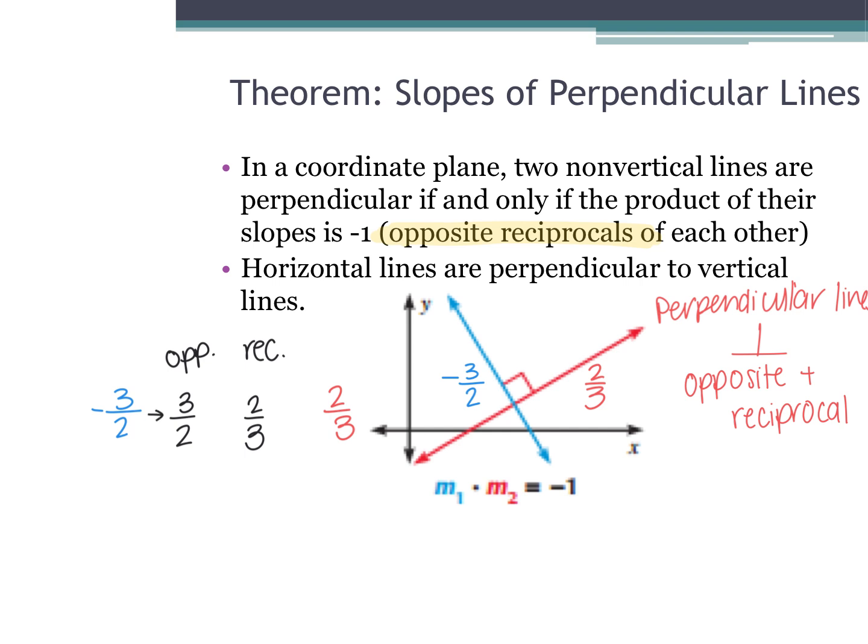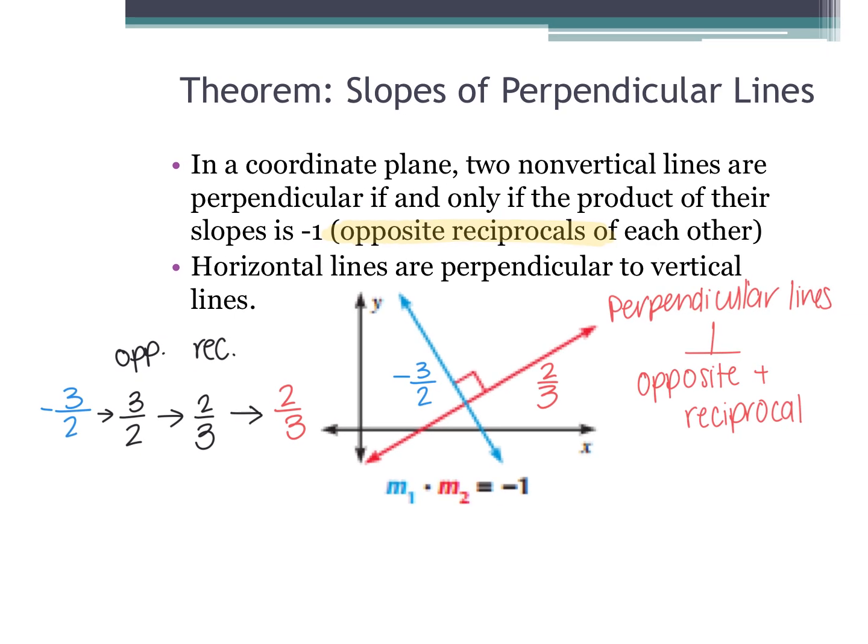Okay, so you have to think opposite, reciprocal, and then get to what the answer would be. So it has to be both. It cannot just be one. It must be both in order to be perpendicular. So if they're giving you options, let's say on your homework, and it says, what is the slope perpendicular to negative 3 over 2? And you decide to put positive 3 over 2, that's incorrect. It has to be both opposite and reciprocal, not just one or the other.